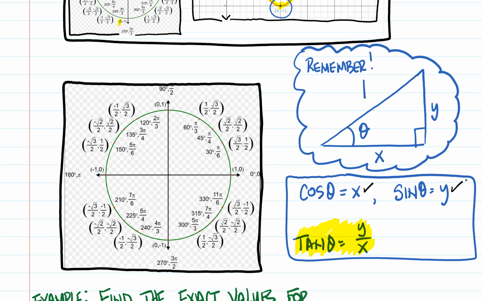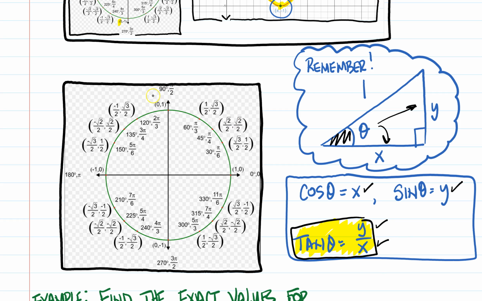Now you may recall back from geometry that the tangent was just the opposite over the adjacent. Well, if we look at this triangle in terms of the unit circle, if this is my angle theta over here, the opposite side is the y side and the adjacent side is the x side. So it must be true that the tangent is just the ratio of the y value to the x value.